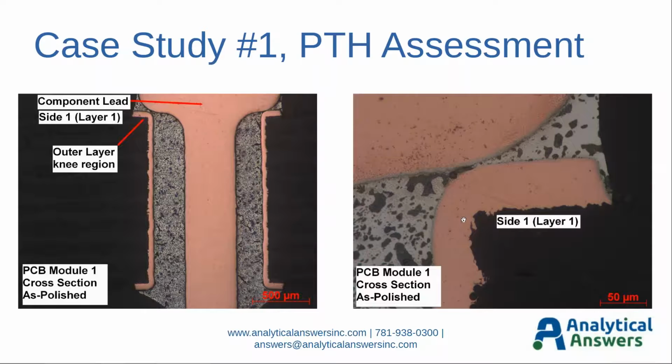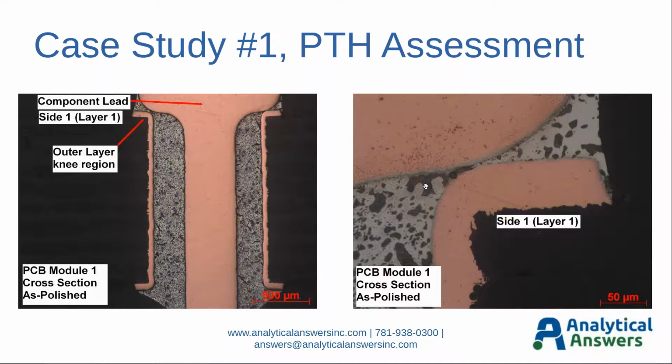So here we have a couple of vertical cross sections. On the left-hand side we have a PTH with the component lead coming down through the PTH. We have some solder which has filled the PTH here. A couple of things to point out. Again, we have the component lead. We have an outer layer knee region that I've indicated because I'm going to be talking about outer layer knee regions further in the webinar here. Again, we have the PTH. We have the plated sidewall of the plated through hole here, the laminate material here, etc.